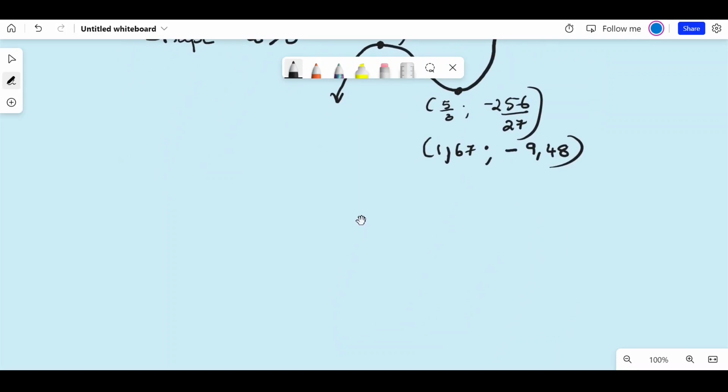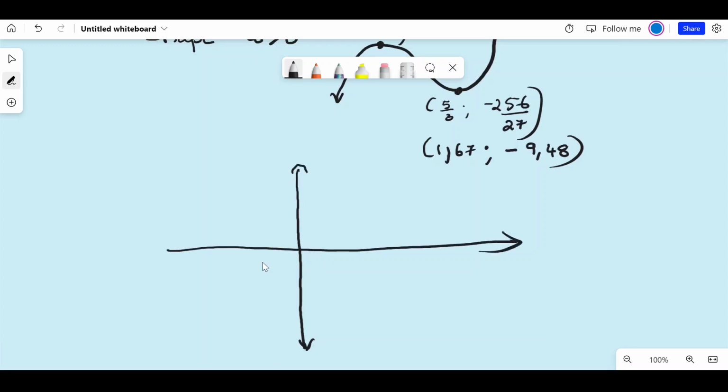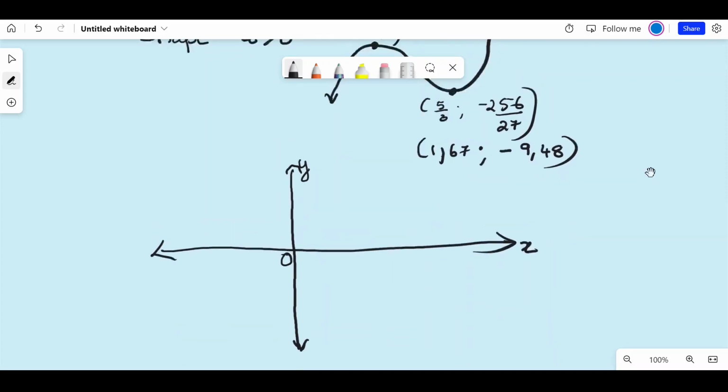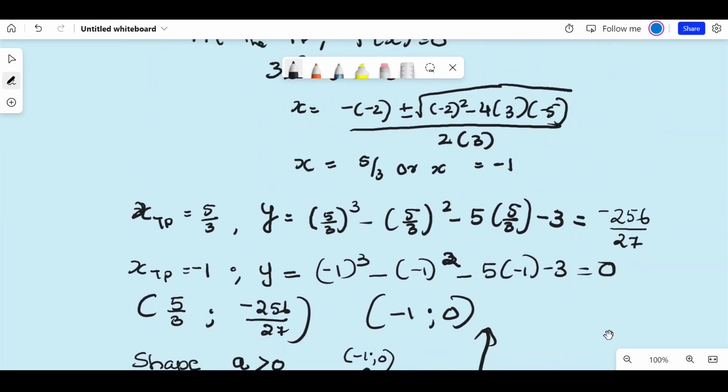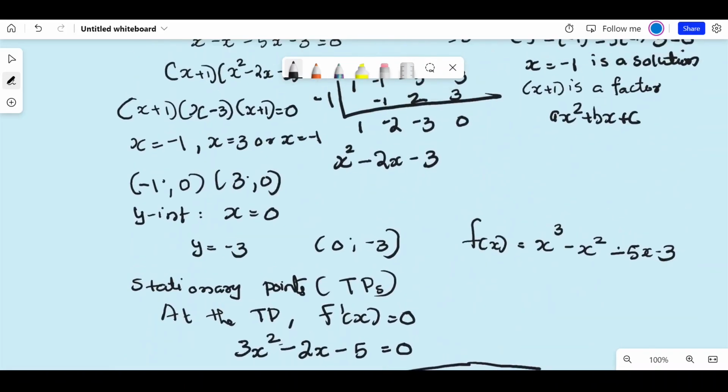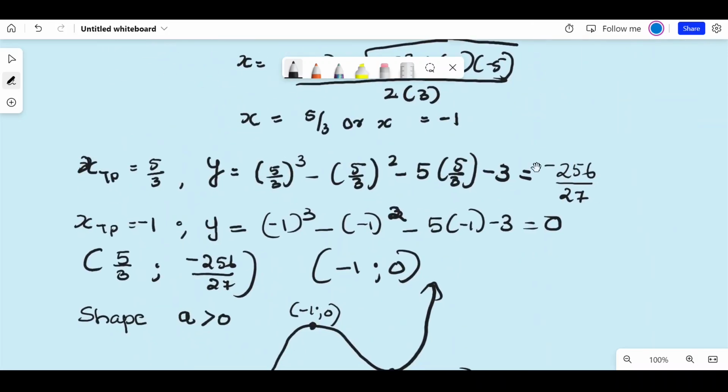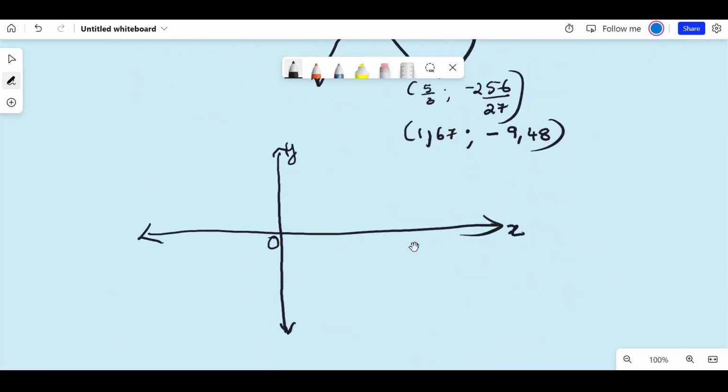Okay, now we are going to sketch the graph. When sketching, you don't need any grid. Draw the x and y axes. Here is the origin. Now label the important points. Let's go back and see what the x-intercept and y-intercept were. The x-intercepts were negative 1, 0 and 3, 0. The y-intercept was 0, negative 3. So let's label negative 1 and 3.